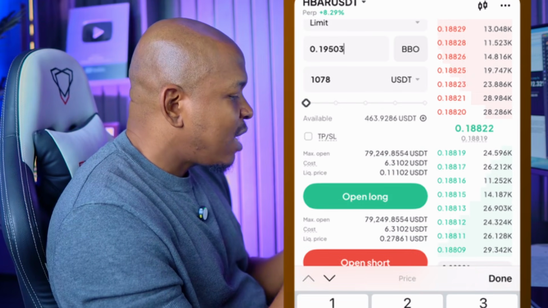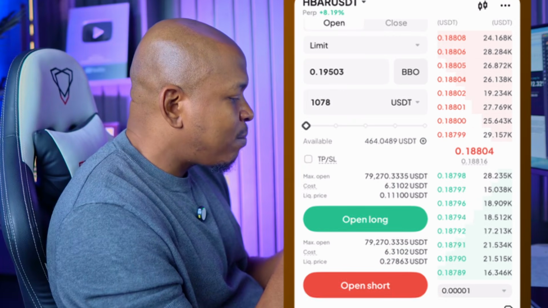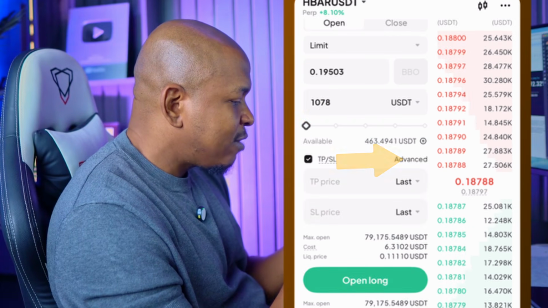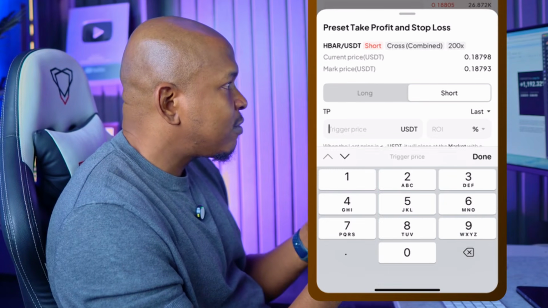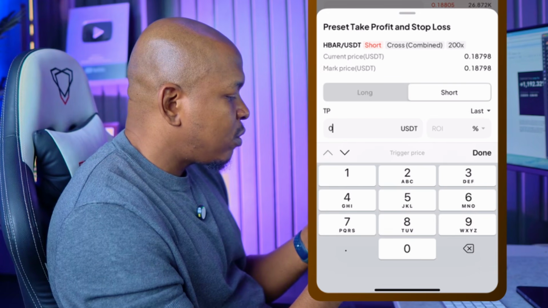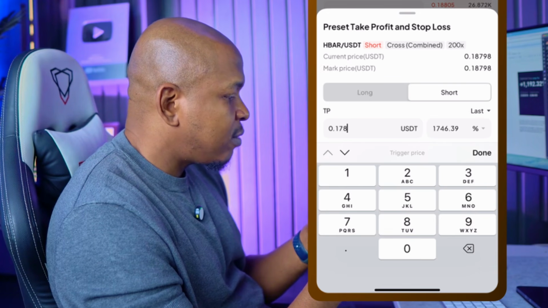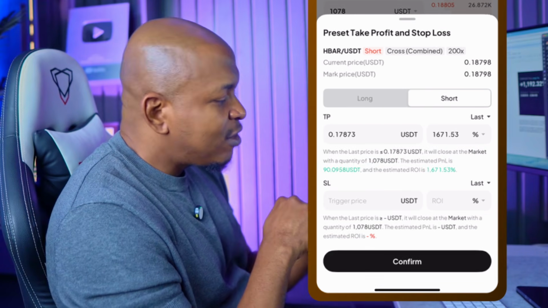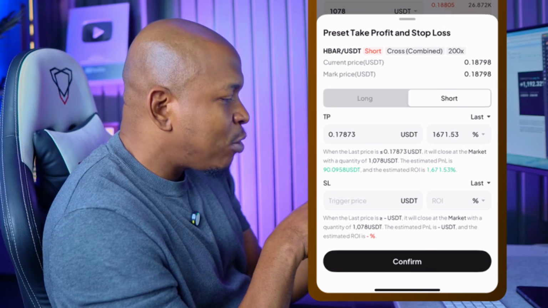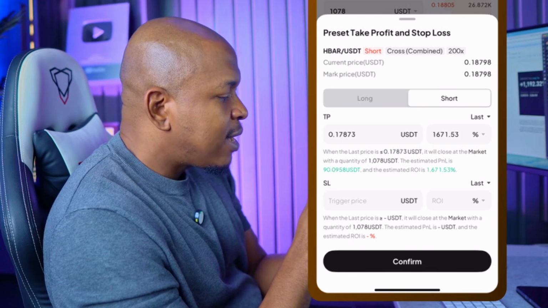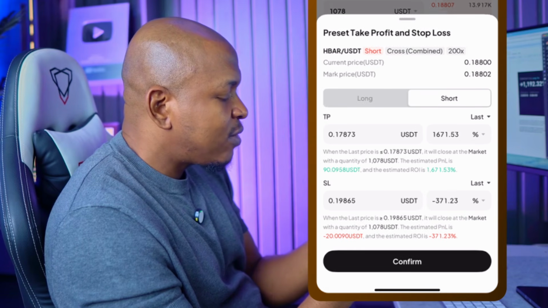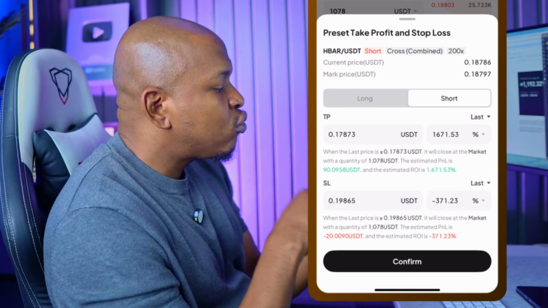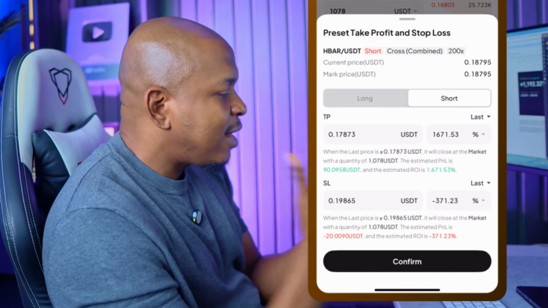Then let's look at how this works. I want to take a short position. I'm going to enter my take profit and my stop loss. Let me click on advanced and enter it under advanced so you see. So we're taking a short position. My take profit is 0.17873. So you see that if this trade goes my way, Weex has written it there, what I'm going to make is $90. Now let's look at SL. Our SL is 0.19865. This simply shows that if this trade goes against me, I'm going to lose $20. You can see it clearly written here.